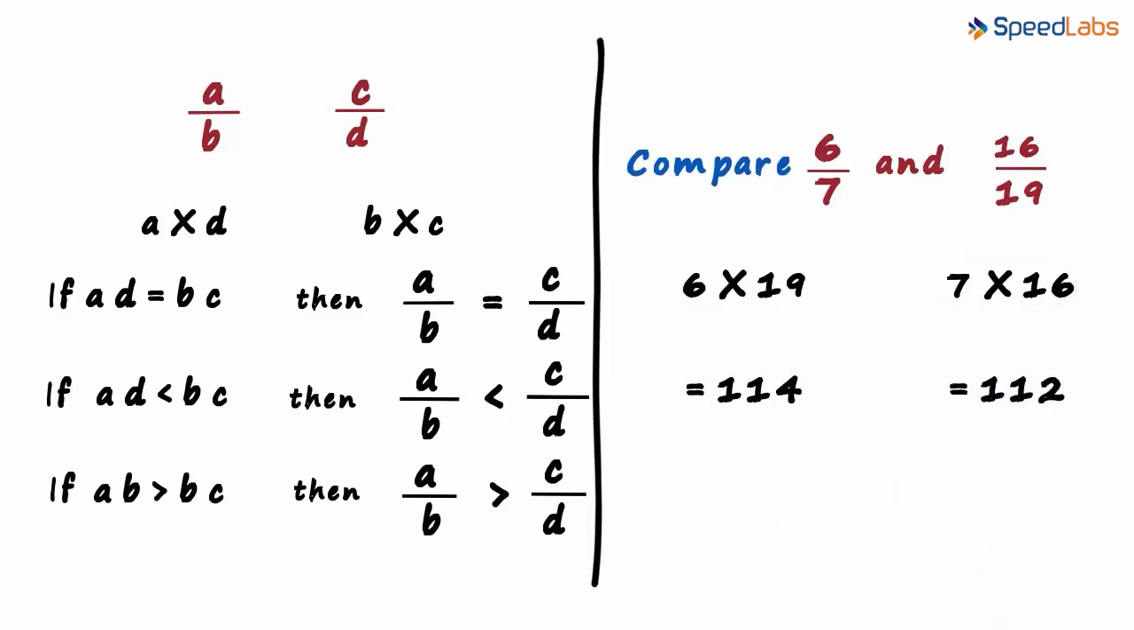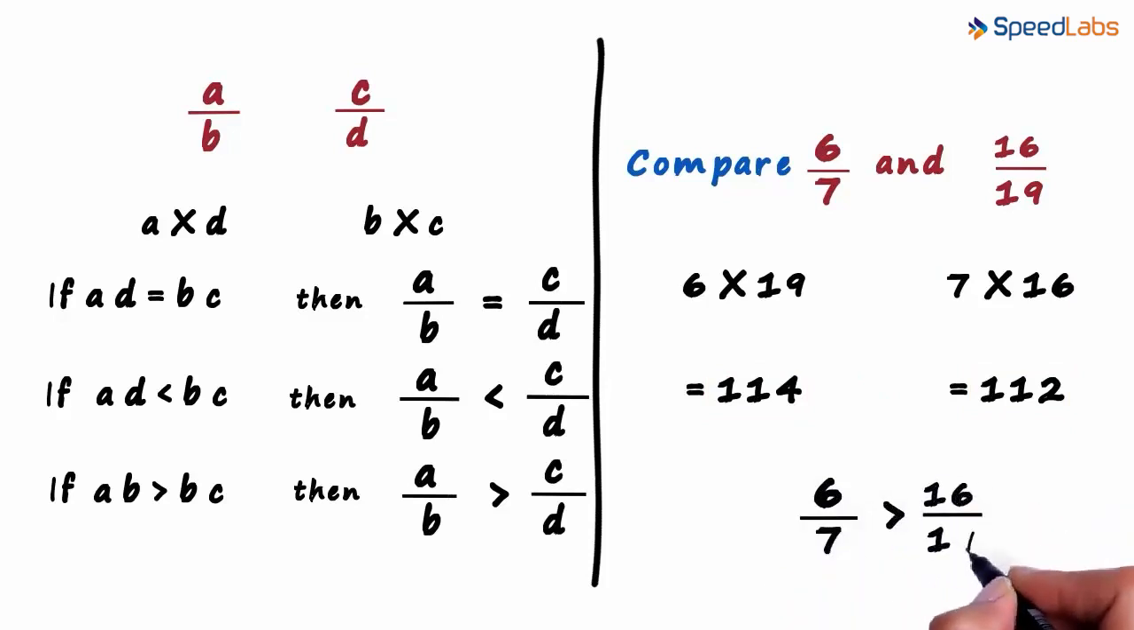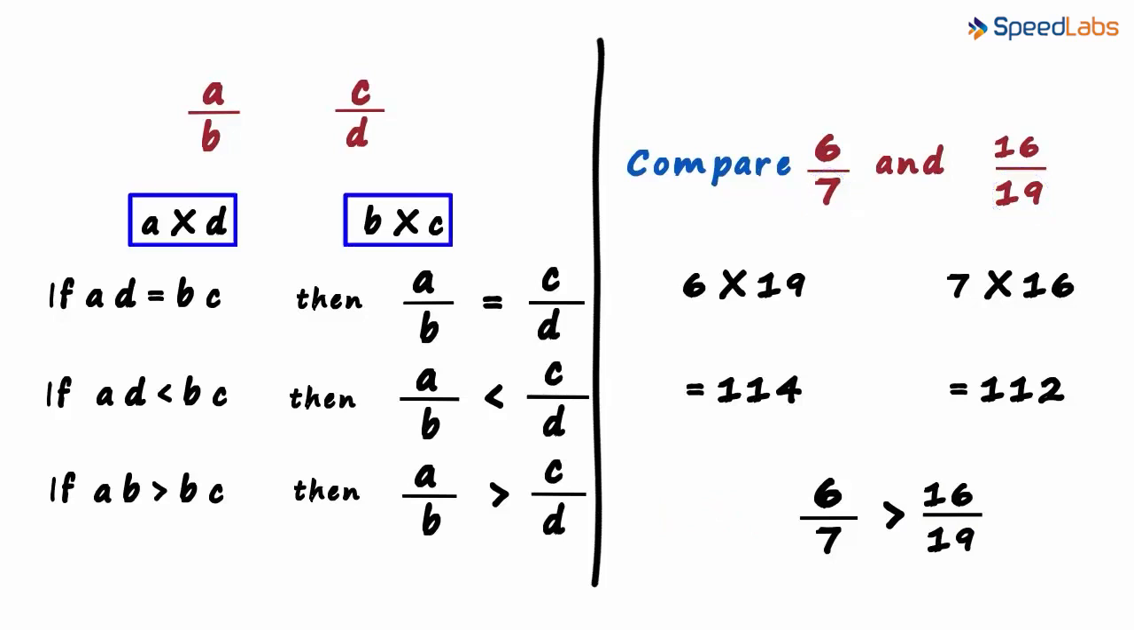As we can see that 114 is greater than 112, we can be sure that 6 by 7 is greater than 16 by 19. That's how simple it is. We don't need the LCM. We don't need to make the denominator same. All we need to do is compare these two products.